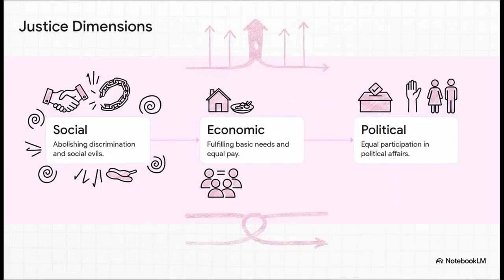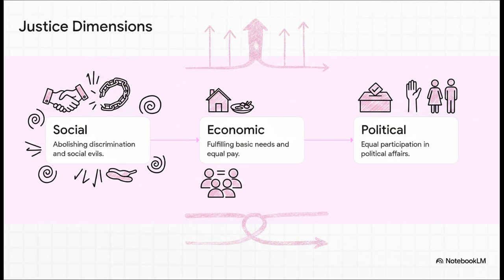First up is justice, which the Constitution seeks to secure in the 3 distinct but totally interconnected dimensions. Social justice means abolishing social evils, things like untouchability and the dowry system, so individuals can actually develop in a healthy environment. Economic justice means fulfilling basic human requirements like food and shelter and ensuring equal pay for equal work. And political justice means the right to participate in political affairs without any distinction of caste, religion, or sex.